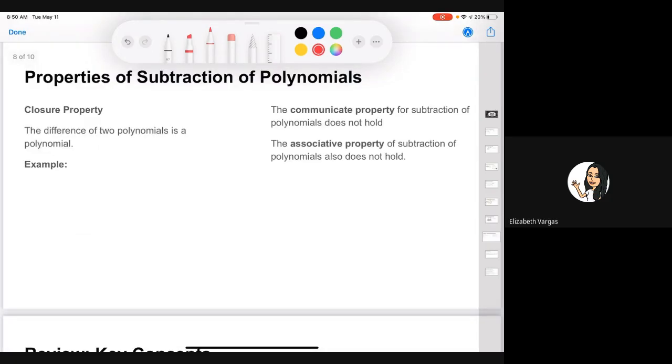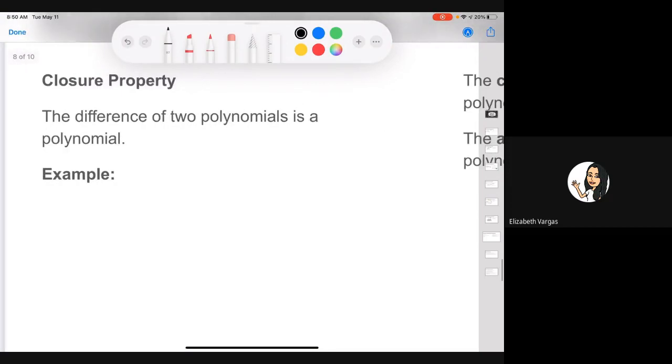Okay. As far as the properties that subtraction follows, subtraction follows the closure property. So remember the closure property basically says the difference of two polynomials is a polynomial. The other one said the addition of two polynomials is a polynomial. This closure property would tell me the difference of two polynomials is a polynomial. So for example, if I wanted to take this expression minus this expression, again, the easiest thing to do is to add my additive inverse.